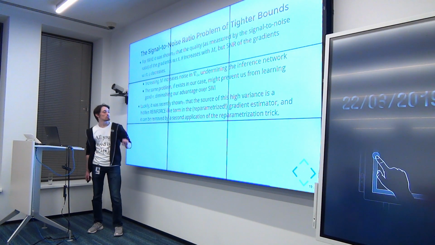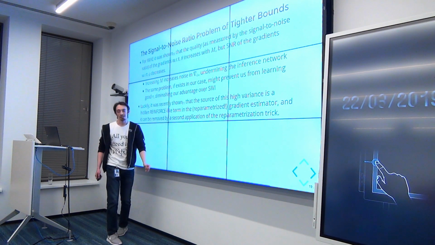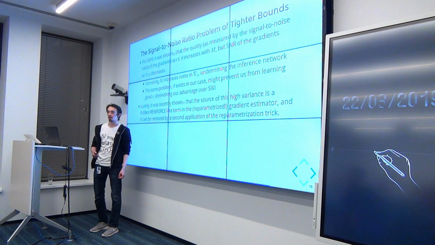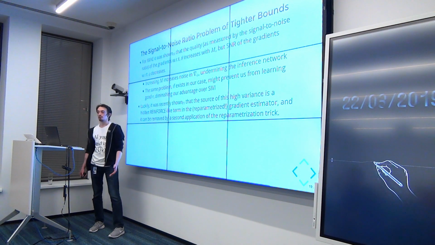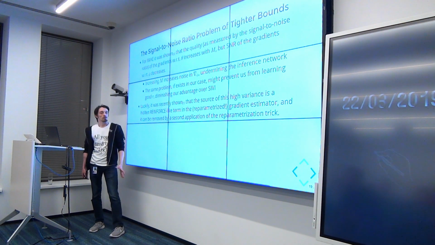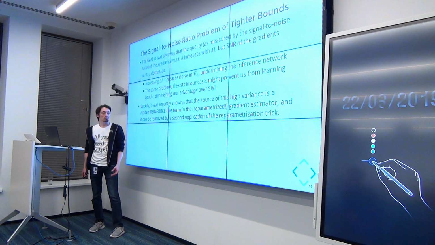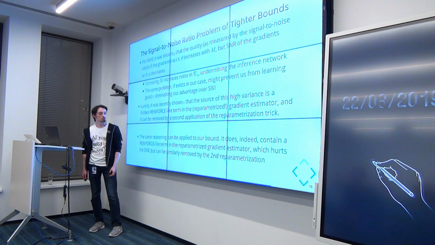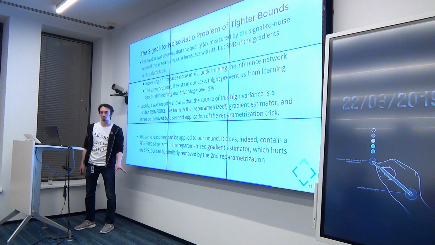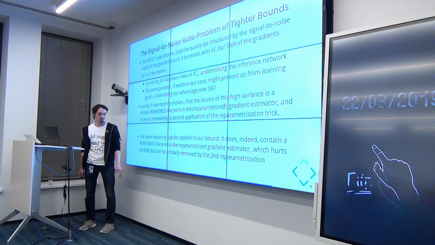There was a paper cited here that showed that by using such a doubly reparameterized gradient, they actually solved the decreasing signal-to-noise ratio and basically solved the whole problem. So long story short, the same thing applies to our bound. Well, almost exactly the same.